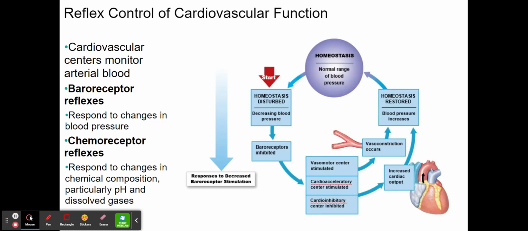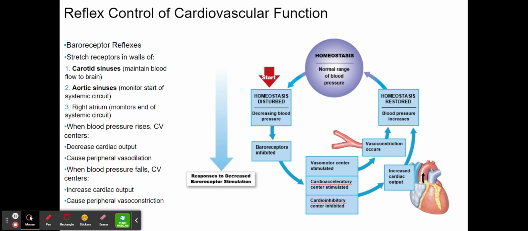The cardiovascular center detects changes in tissue demand by monitoring arterial blood, especially its blood pressure, pH, and concentrations of dissolved gases. The baroreceptor reflexes respond to changes in blood pressure, and the chemoreceptor reflexes monitor changes in the chemical composition of arterial blood. These reflexes are regulated through a negative feedback loop. The stimulation of a receptor by an abnormal condition leads to a response that counteracts the stimulus and restores normal conditions.